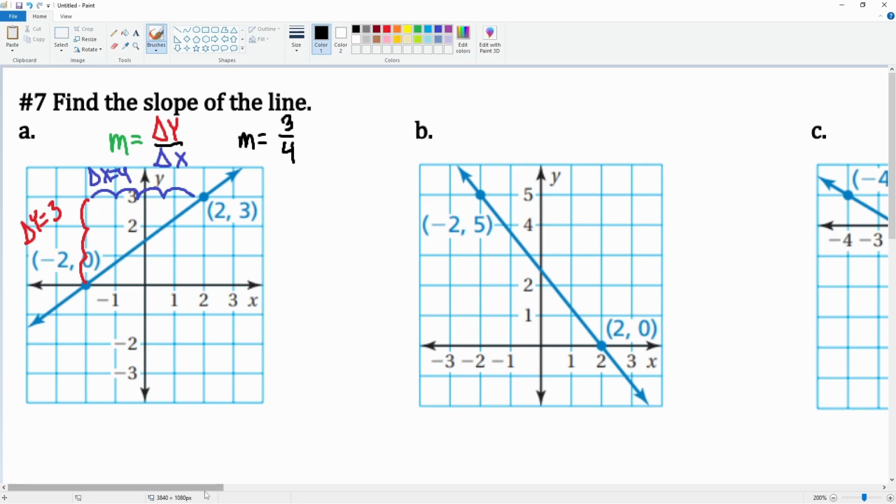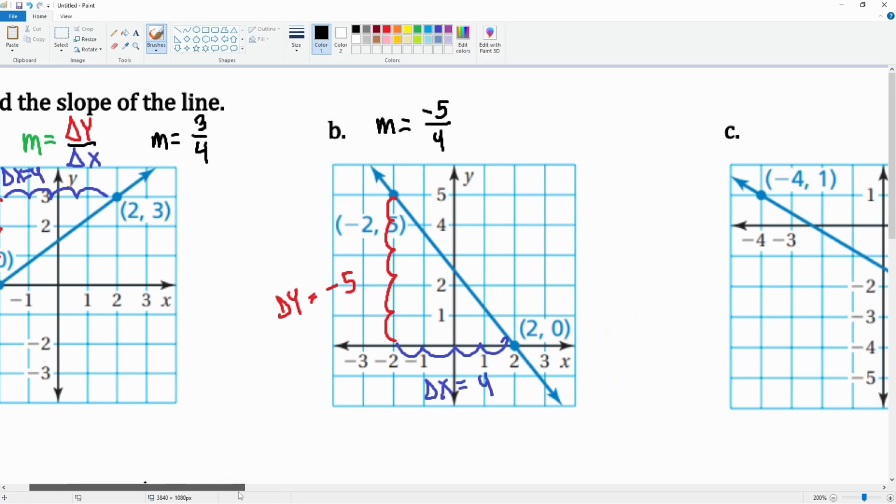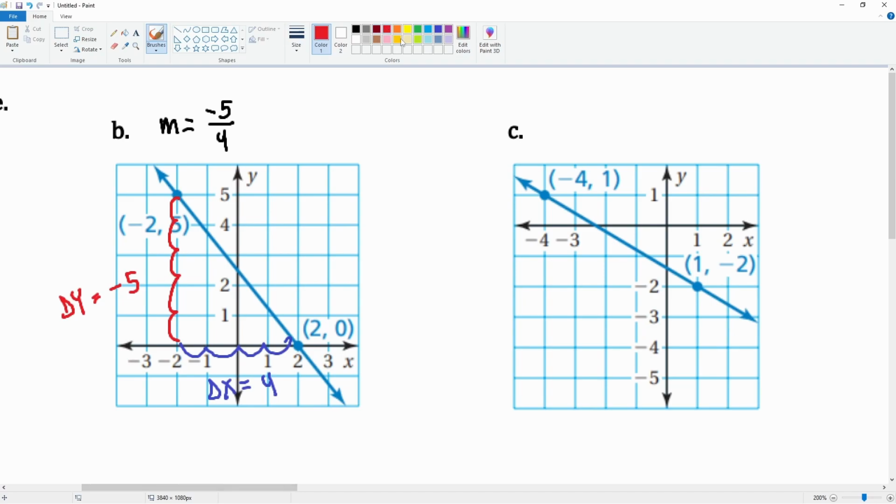Let's take a look at B. This time we are going down. So 1, 2, 3, 4, 5. So that's a minus 5 for your delta y. Then we went over 1, 2, 3, 4. Your delta x is equal to a positive 4. So we can write our slope as m is equal to delta y, which is minus 5, over your delta x, which is 4.